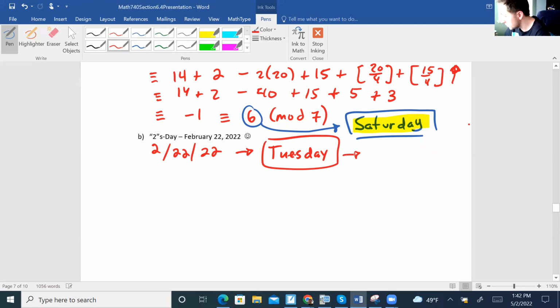So we would expect the answer to come out to W congruent to 2, since Sunday is 0, Monday is 1, Tuesday would be 2, mod 7. So we're trying to confirm that we get 2. Same algorithm, we're going to get W, let's see.